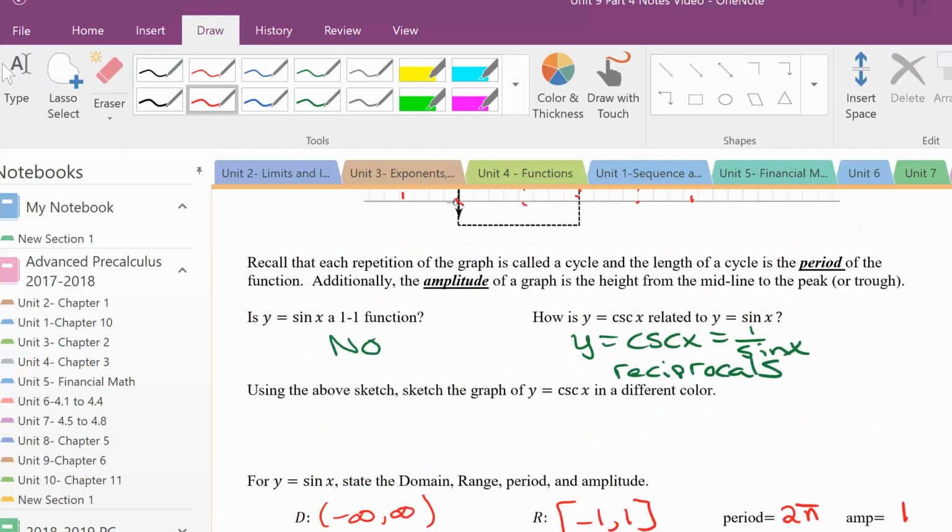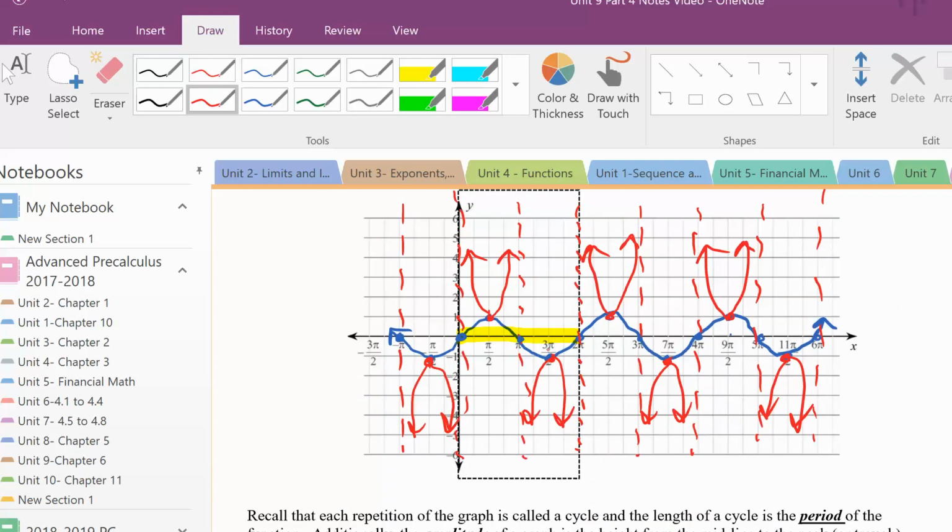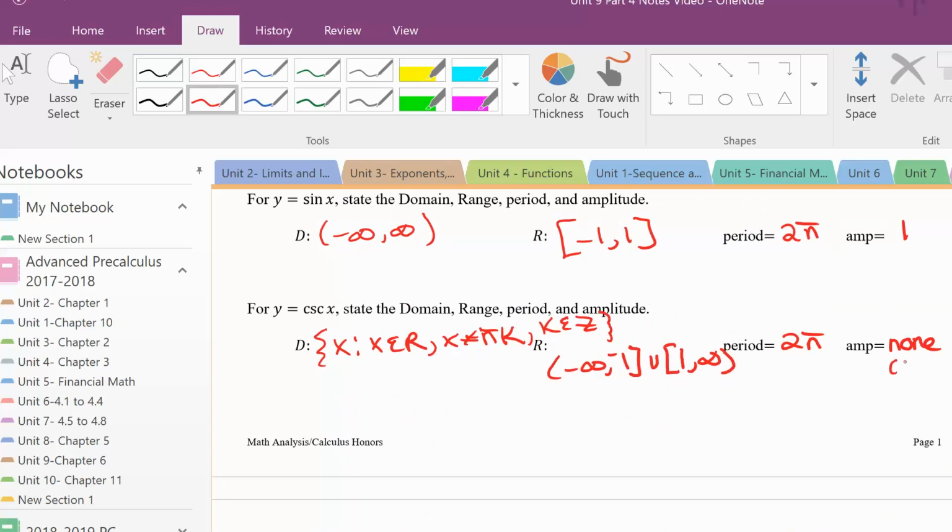Now, you can put parentheses to say where the points are. Notice the points that are not vertical asymptotes would be at 1 or negative 1. So they would go up and down to 1. That's where the starting point of the parabolas would be, the vertexes.